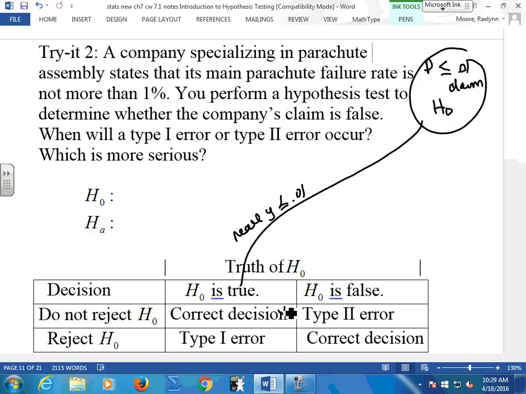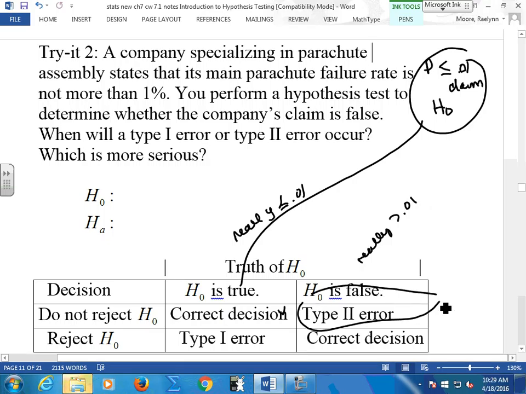Now, here's the flip side. This was really false. It was really greater than 1%. And I did not reject that. I took it as it is less than 1%, but it wasn't. So now there's more parachutes out there that might not open. So who's that hurting? People in the parachutes, right? The people that are jumping.